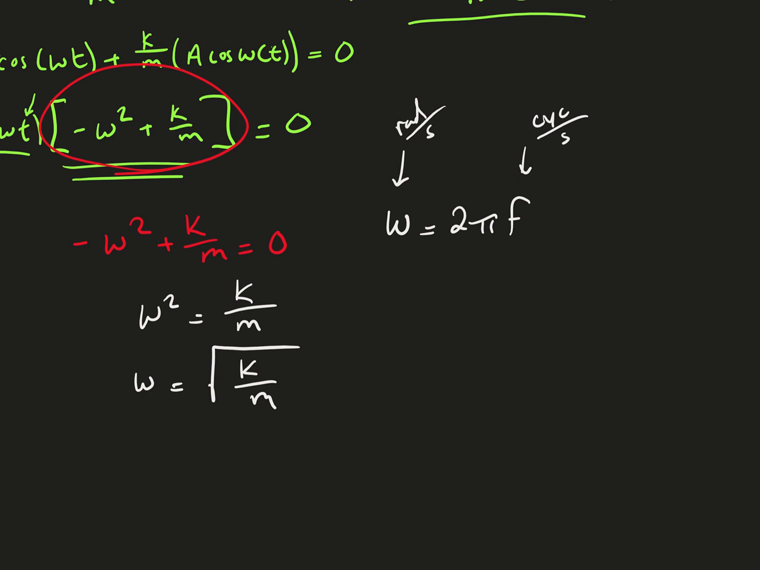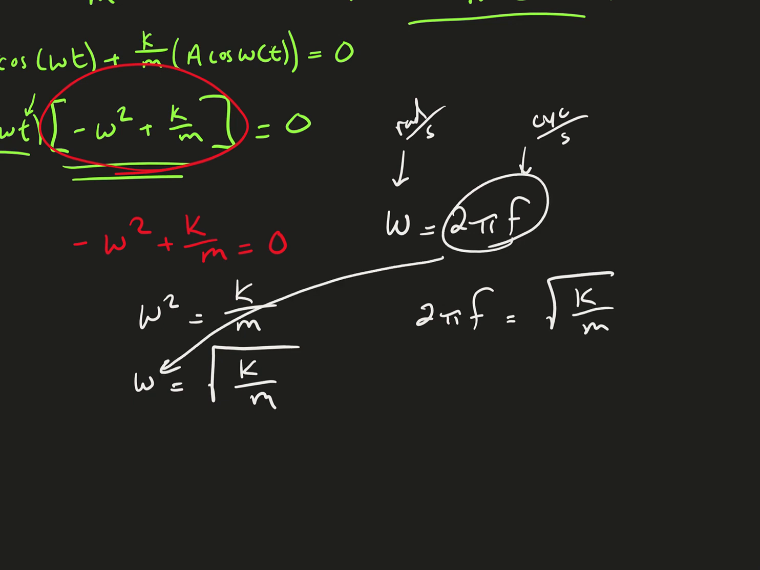This is helpful because it shows me the relationship to my period function. If I take 2 pi times the frequency equal to the square root of k over m, all I did was plug in 2 pi f for omega. Then if I solve for f, I get 1 over 2 pi times the square root of k over m.